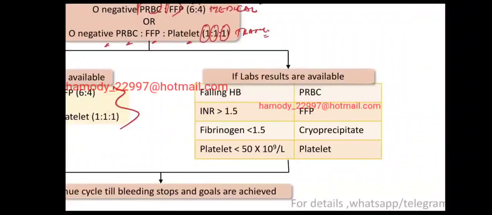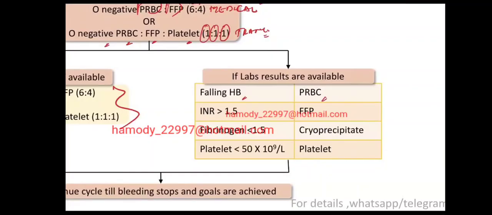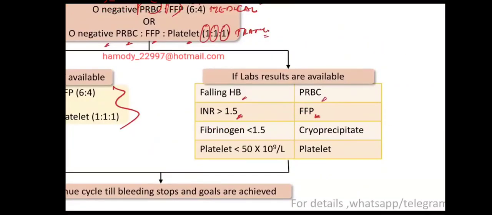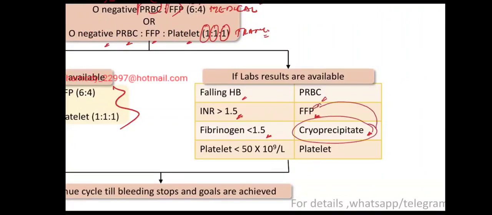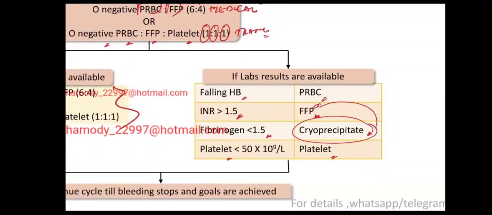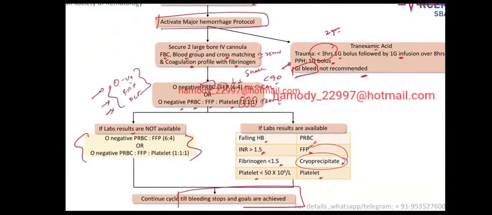Once the blood products are available, if the hemoglobin is falling and there is active bleed, give more PRBCs. If the INR is on the higher side, then give FFP because it requires clotting factors. If the fibrinogen levels are less than 1.5, then you are giving cryoprecipitate, which helps to increase the fibrinogen levels. If cryoprecipitate is not given in the options, then you can give FFP because FFP has fibrinogen in it. If the platelets are less than 50,000, then you are giving platelet transfusion. You continue doing this till the bleeding stops and the goals are achieved.